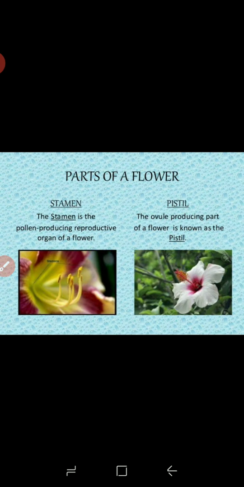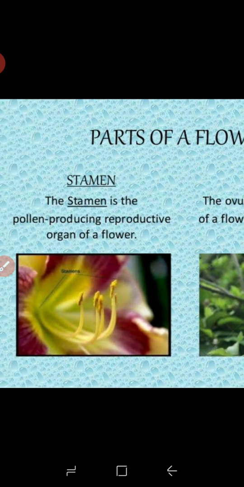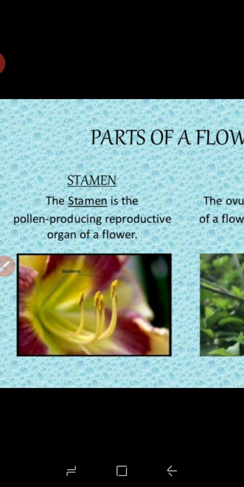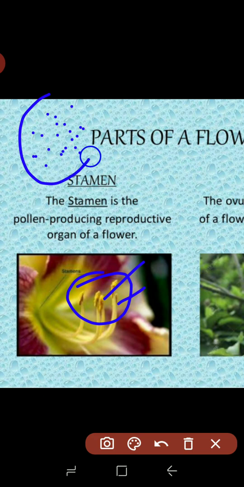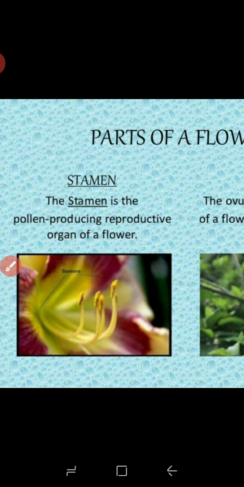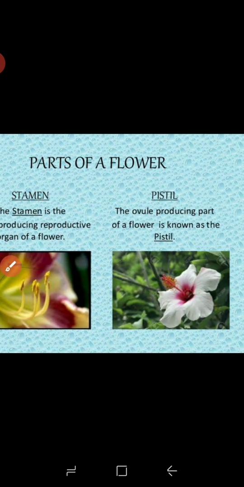Now the parts of flowers. The most important part of flower is the stamen. The stamen is the pollen producing reproductive organ of a flower. This is the stamen. They have pollen, that means small particles, which stick to any plant, or may be carried by water or by the wind, and it helps to produce another plant.